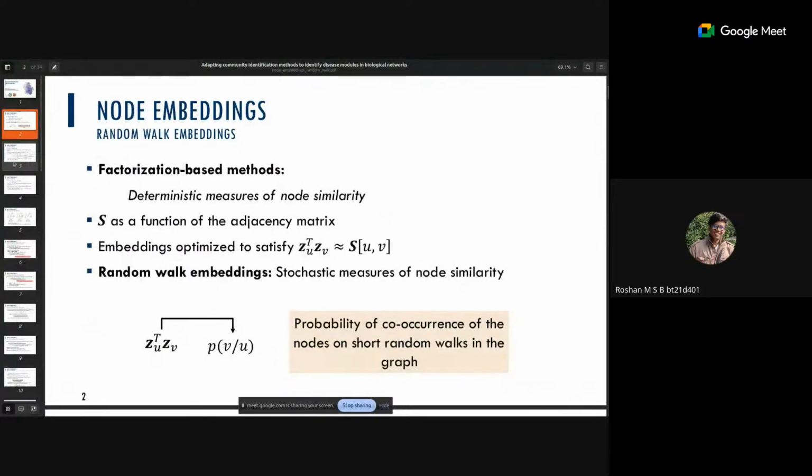Okay. So those who have gone through the lectures, can anyone explain what random walk embedding means and what's the difference between it and the existing factorization based methods? Anyone?